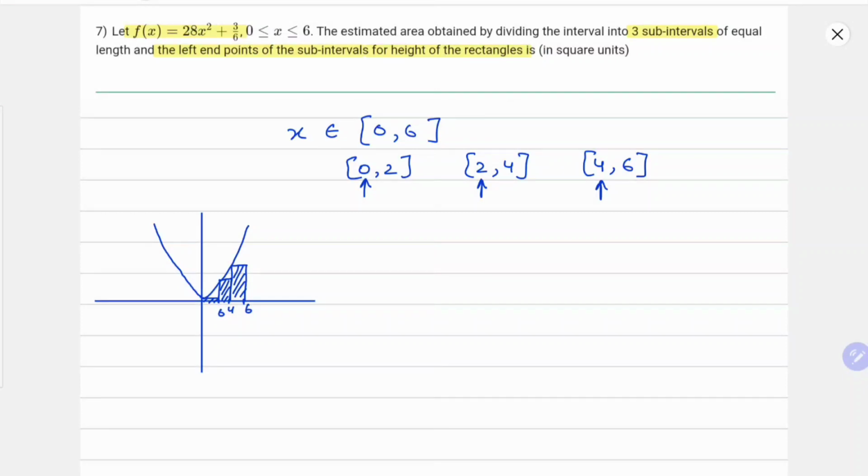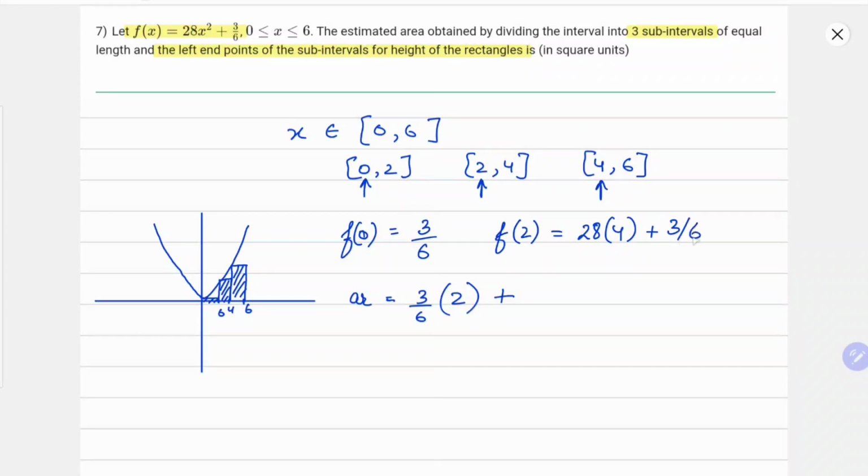Okay, so let's start. So f(0) equals to 3 by 6, as you can clearly see. So the height of rectangle is going to be 3 by 6 and the length is equals to 2. Okay, 0 to 2 is 2. Then we add the area of the next rectangle. So the height will be taken as f of 2, which comes out to be (28 into 4 plus 3) by 6, which on calculation gives us 112.5 into 2, that is the length.